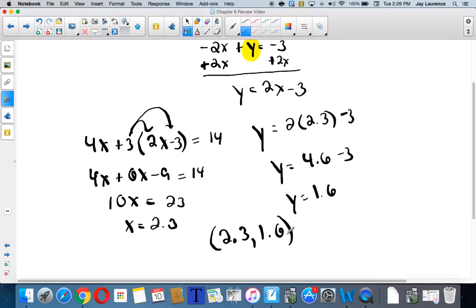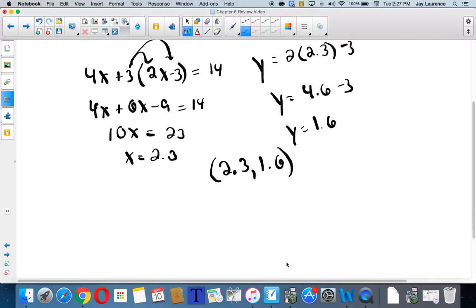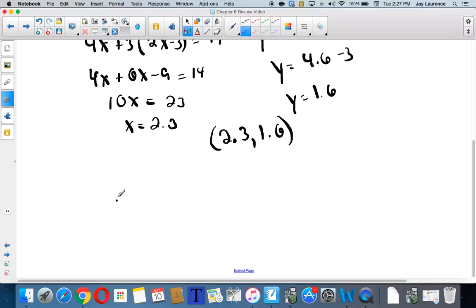Now, one thing I should point out is when we go to solve a system, there's three possibilities of what might happen. We might get one solution, like we did in the past two problems. We might get no solution. And the way you'll know no solution is if you're graphing, the lines will be parallel.